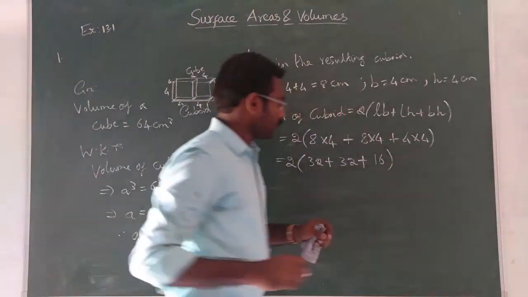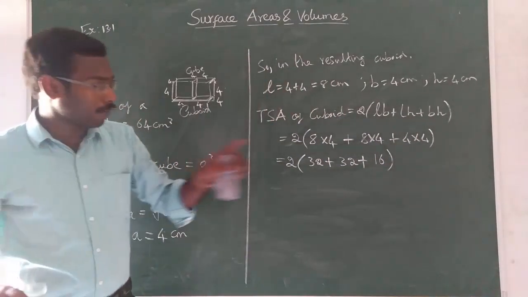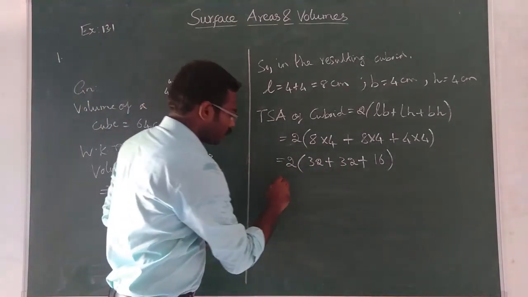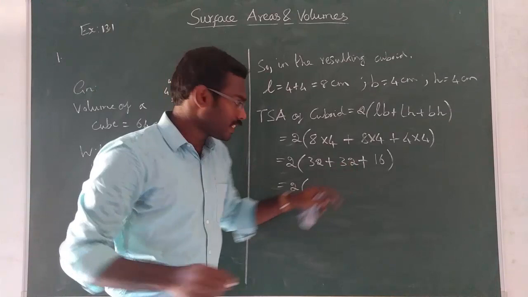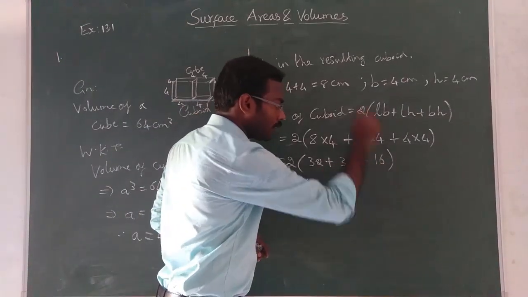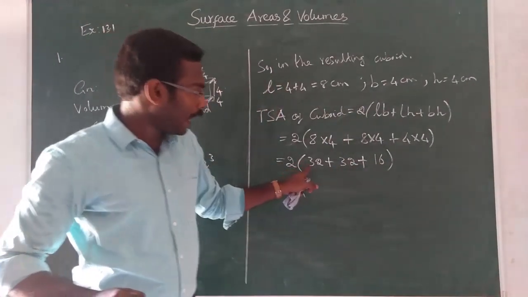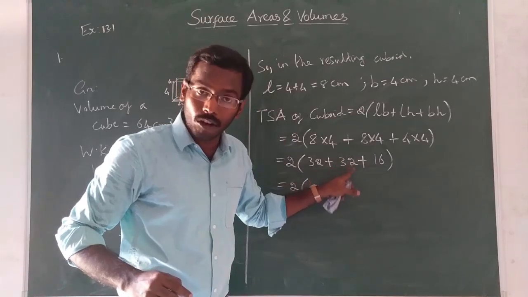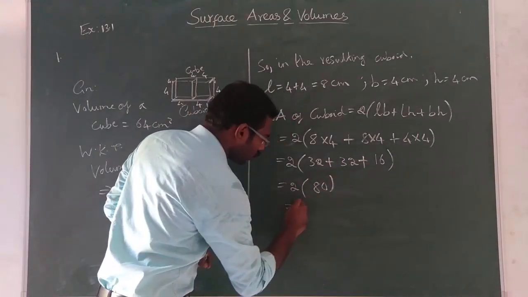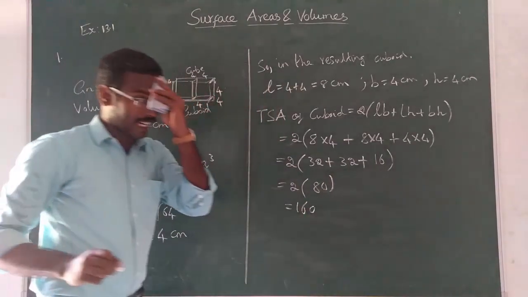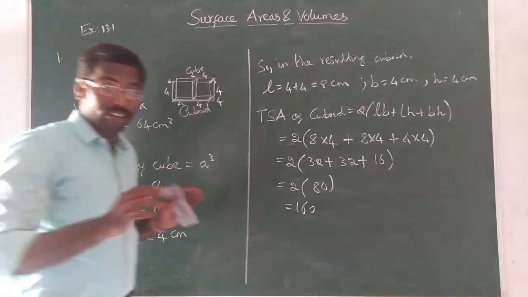Now, Divendra, are you watching? Please follow me. So 2 into, 32 plus 32 is 64, 64 plus 16 is 80. If you add this, 32 plus 32 is 64, 64 plus 16 is 80. So 2 into 80 is equal to 160. So this is the surface area.